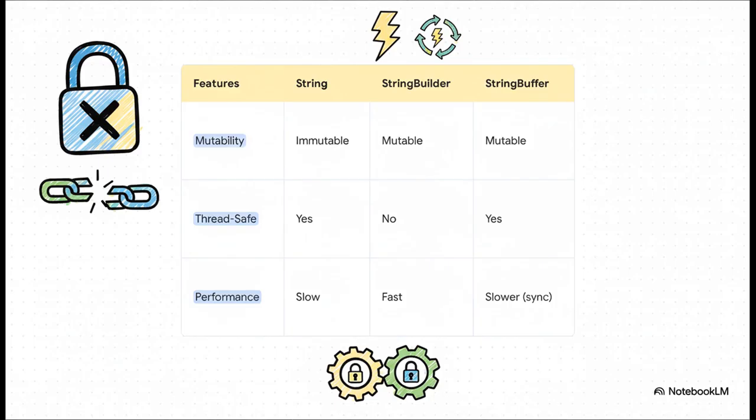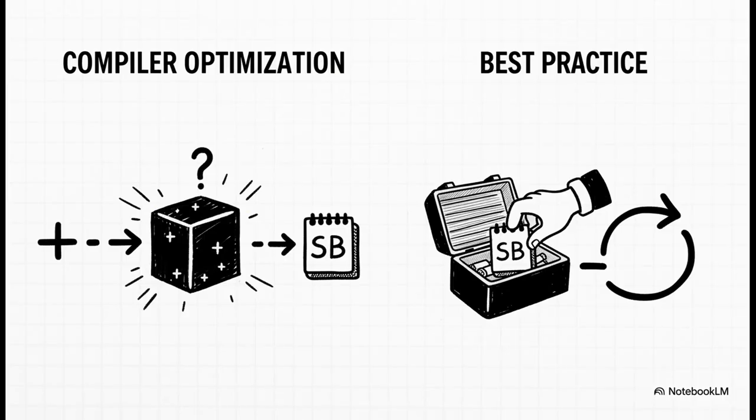The big difference, the real game changer, is mutability. Both StringBuilder and StringBuffer can be changed in place, so no new objects are created every time. They're built for speed. For almost everything you do, StringBuilder is going to be your best friend. It's the fastest. StringBuffer is a little slower, but that's because it's thread safe, which you only really need in complex multi-threaded situations.